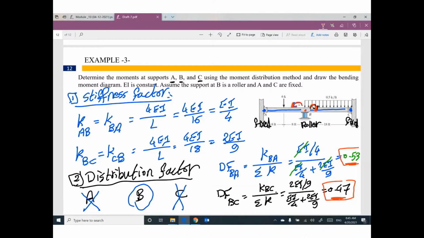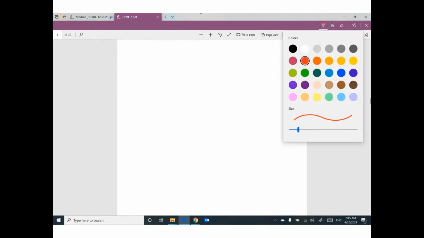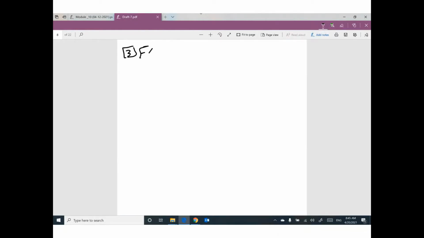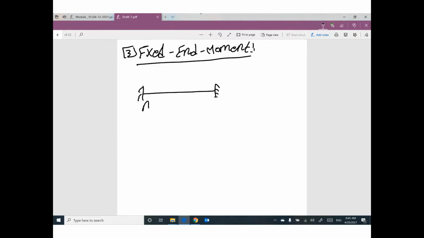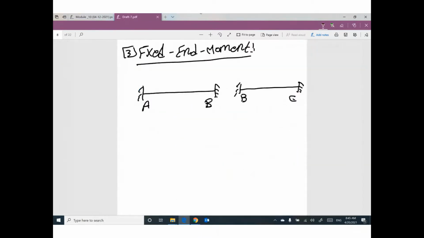Third step. Step number 3: fixed end moment. First member, I'm going to assume it fixed. Second member, I'm going to assume it fixed. What do you have on the first member? Concentrated load. And your distances, 8 feet, 8 feet. So this distance equal 8, this distance equal 8.